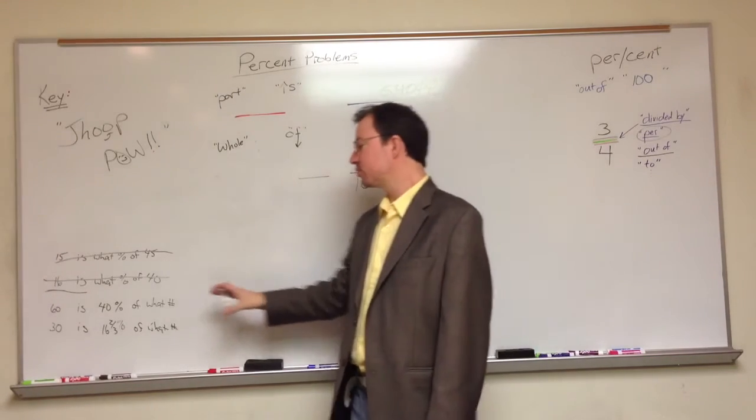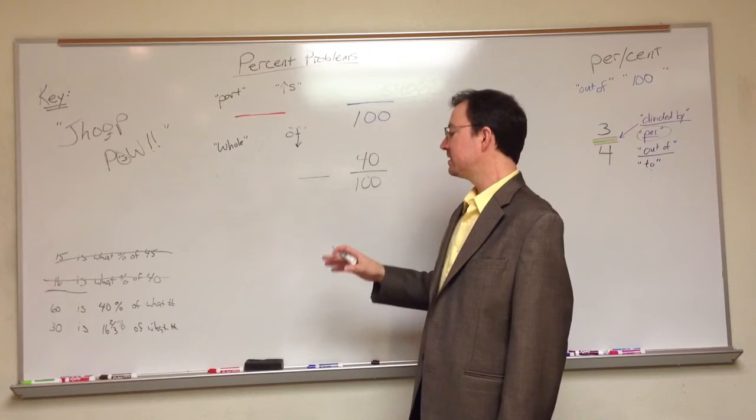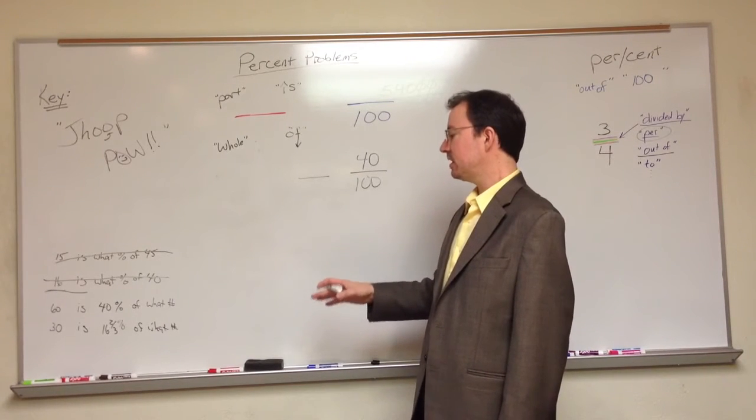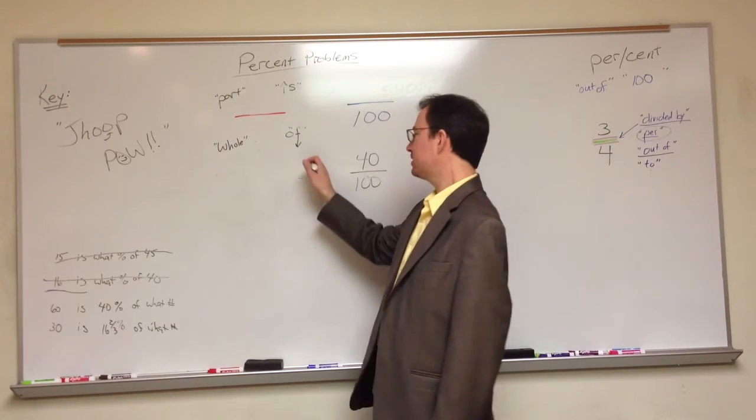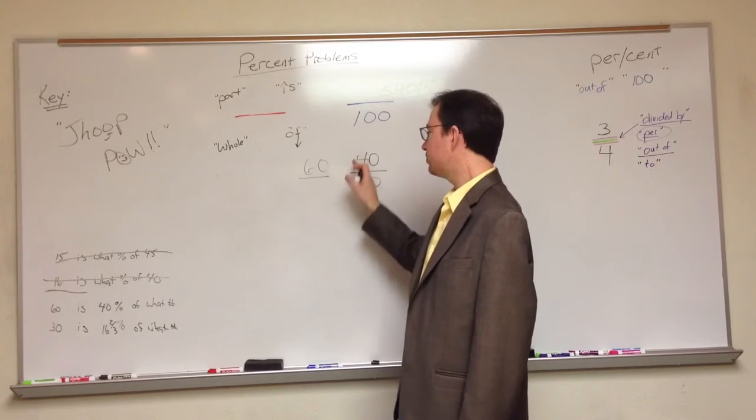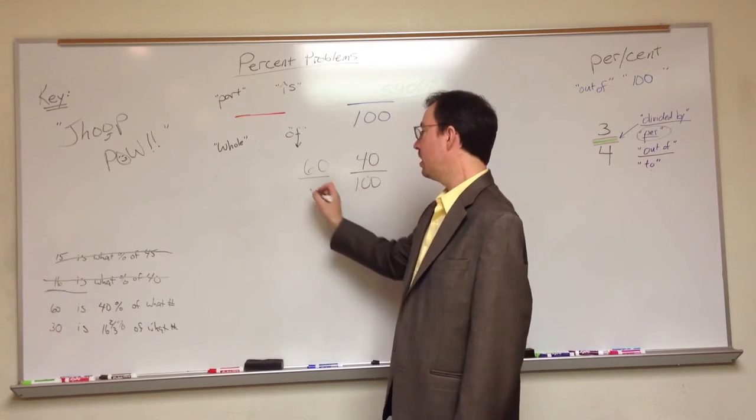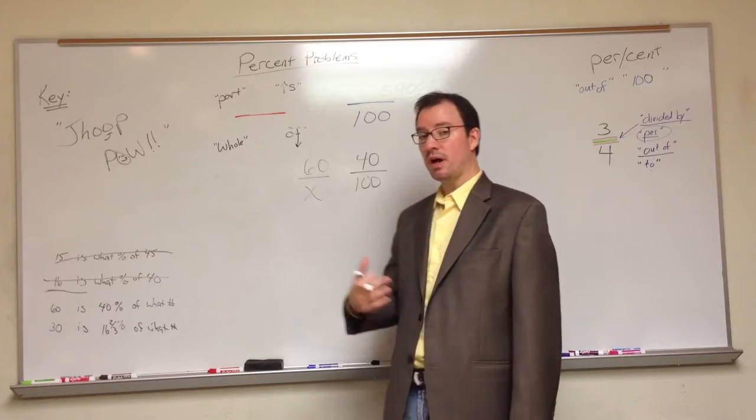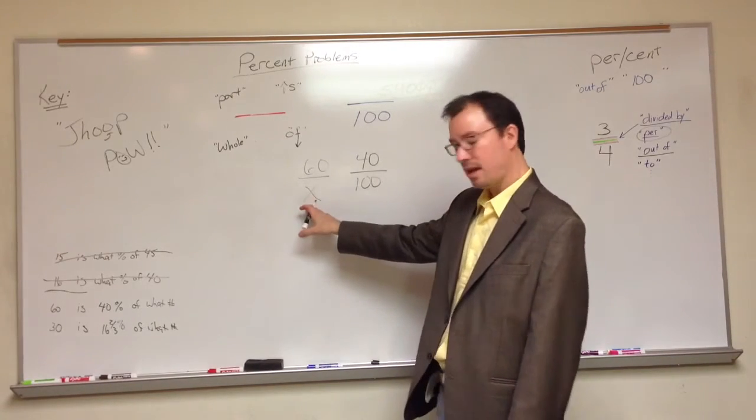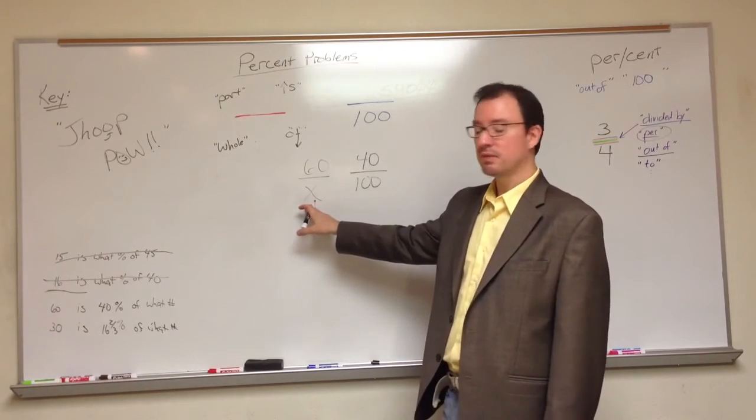Okay, so 60 is what, or is 40% of what number? 60 is. 60 is. Is on top. 60 is 40% of what? Oh, of is on the bottom. Of what? We don't know what the whole is. This time the x is down there. That's okay. We solve it the same way. Look for the side of the x.